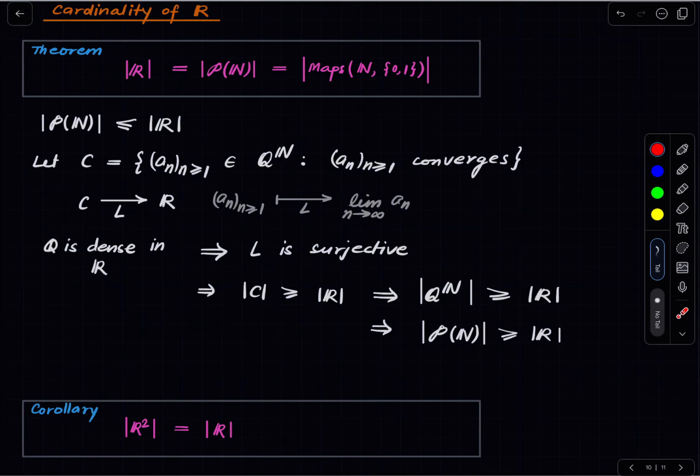And as a corollary, we get this. I leave this as an exercise. Once you use the fact that the cardinality of reals is this, you can easily prove that, because just think of R2 as maps from the two element set to R. With that, you can easily prove.